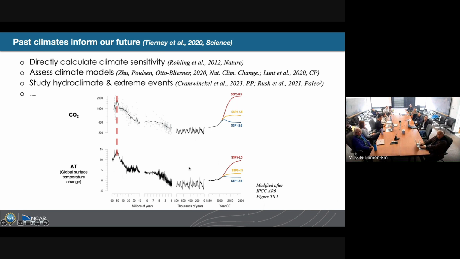And there have been quite a few applications using the early Eocene. For example, here with the major climate forcing, CO2, and the temperature response, with this information, you can already directly calculate climate sensitivity. That has been done in the past. And using this forcing and temperature response information, we can also assess climate models. And we can also try to combine model simulation and the proxy data to study past changes in the hydroclimate and extreme weather events, including tropical cyclones as well.